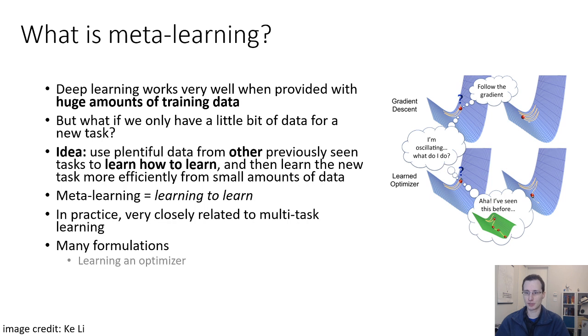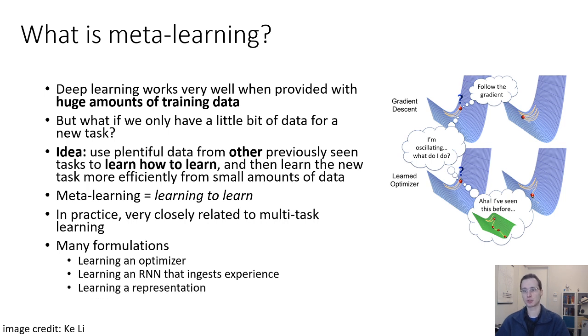There are many ways to formulate meta-learning. You can formulate it as learning an optimizer, learning an RNN that reads in prior data or prior experience, learning a representation, and so forth. We're mainly going to focus on a subset of meta-learning problems called few-shot learning problems. Few-shot learning refers to the problem of learning a new task using a small number of examples called shots. Few-shot means few examples.